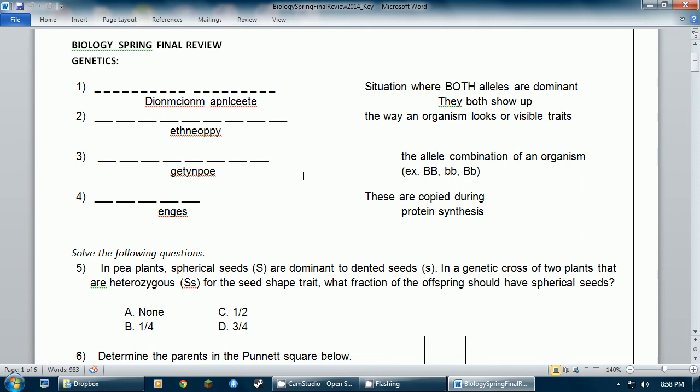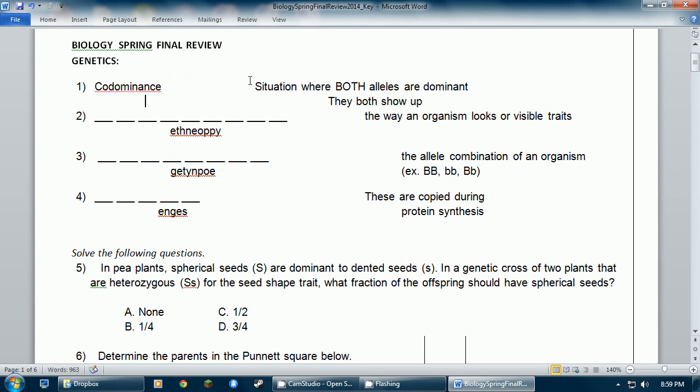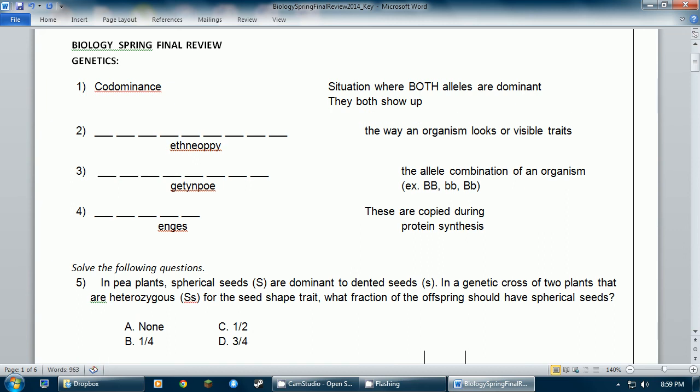Alright, so starting with number 1, we have the first mistake on the final. Number 1 gives you, obviously, incomplete dominance if you end up completely unscrambling it. However, that is not the definition to the right. The definition to the right is when both alleles are dominant and they both show up, and that is called codominance. So codominance is the answer. Had I said they blend, so a situation where when both alleles are present they blend, that would be incomplete dominance.